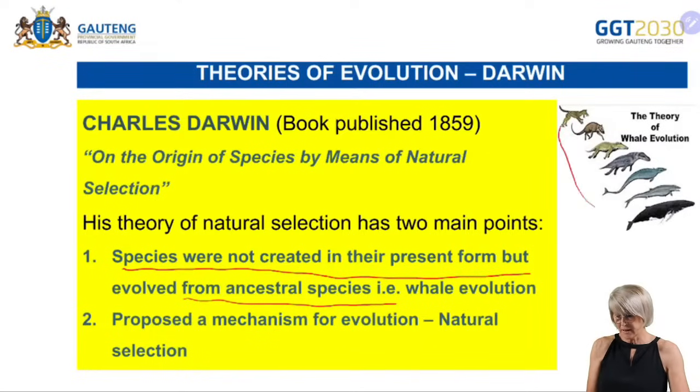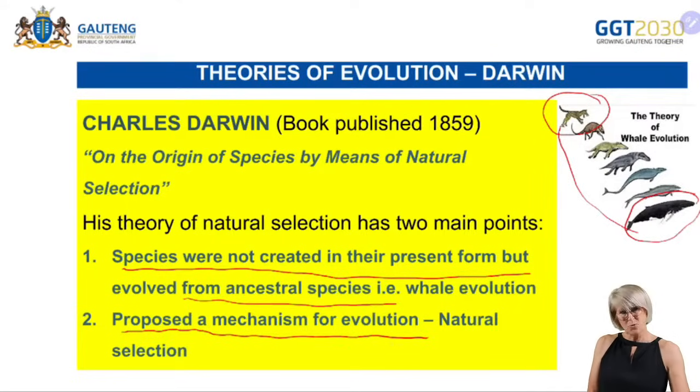If we have a look at this diagram, it's hard to believe, but what we know today as a whale and even a dolphin actually originated from a four-legged land mammal that looked like a dog. It's that organism that evolved and has come to be what we know as the modern whale. So species were not created in their present form. And secondly, he proposed that there was a mechanism that caused this change, and he named it natural selection.